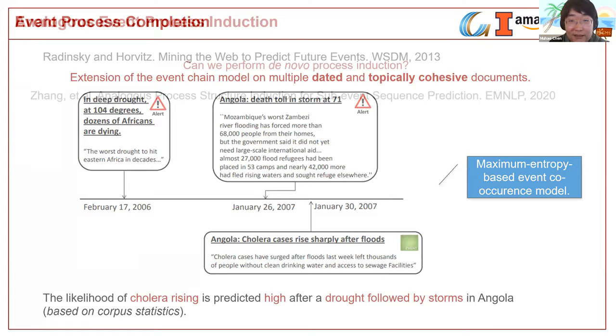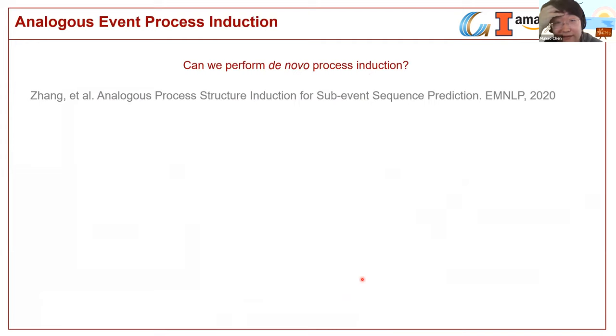And these are some example works about predicting forthcoming events after a part of an event process. Then another, more challenging research question would be, can we induce a new process for a goal without seeing a part of it? Say, given an objective of buying a house, can we let the machine automatically induce all of its steps without knowing any of them beforehand?